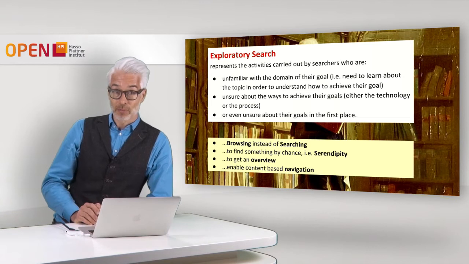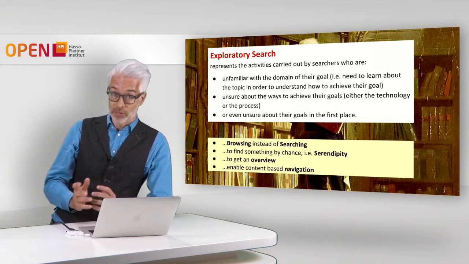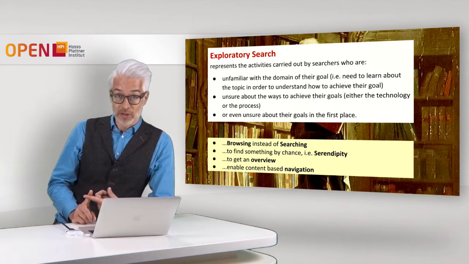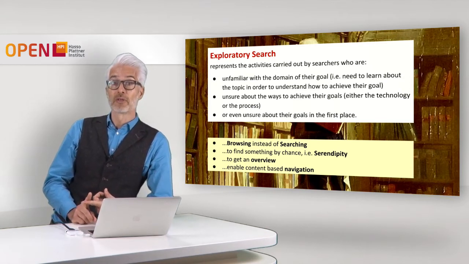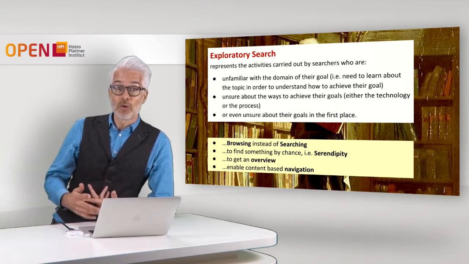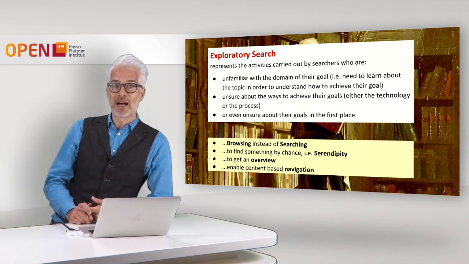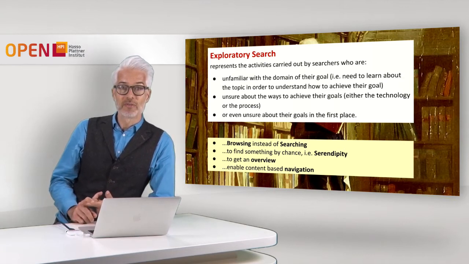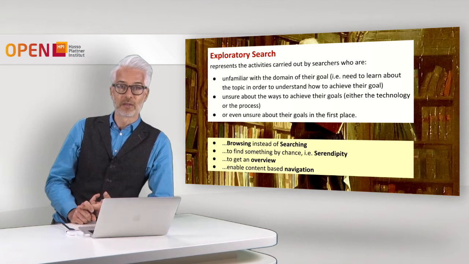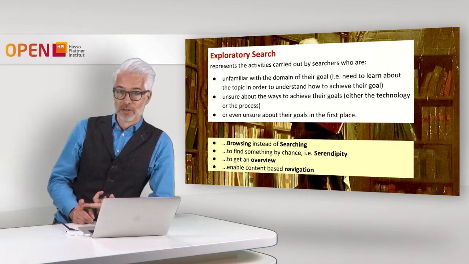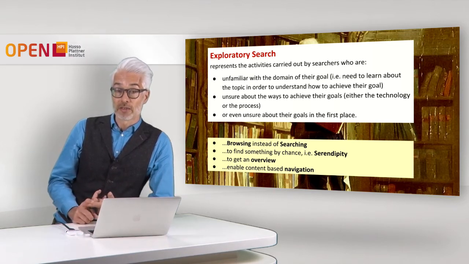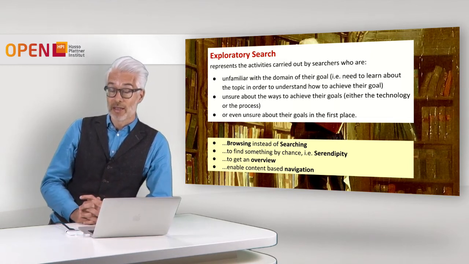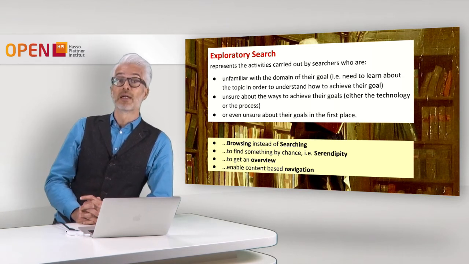So what is exploratory search again? It represents the activities carried out by searchers who are either unfamiliar with the domain or unfamiliar with their goal. This means they need to learn about the topic in order to understand how to achieve their original goal. Sometimes they are also unsure about the way to achieve their goal, either the technology or the process. Or they are even unsure about their goals in the first place and they just want to have a look.